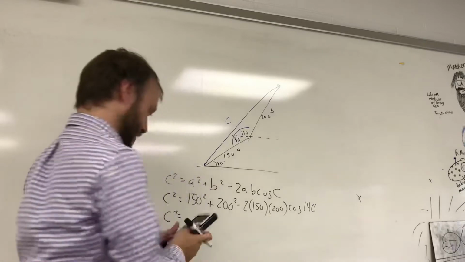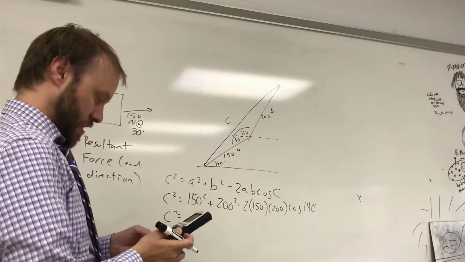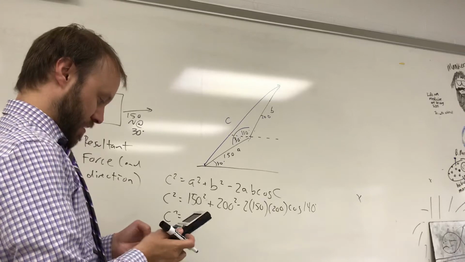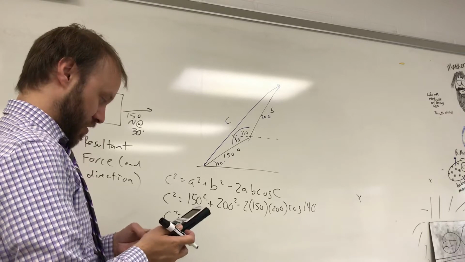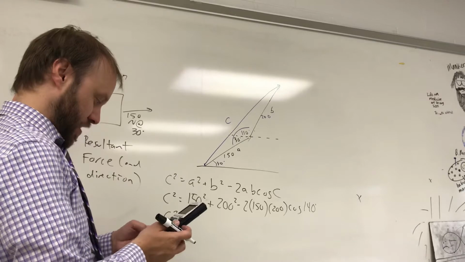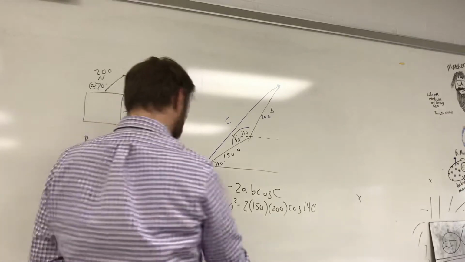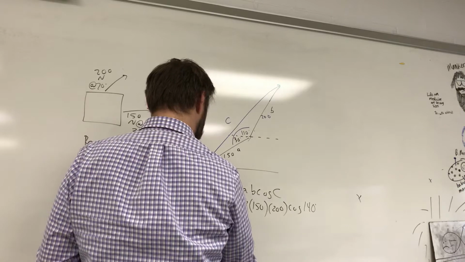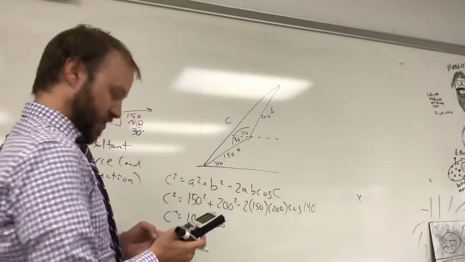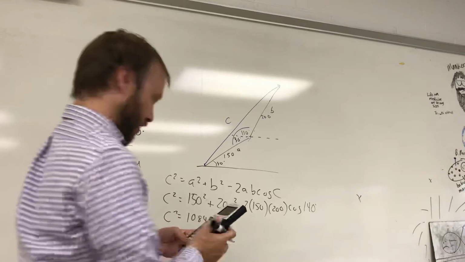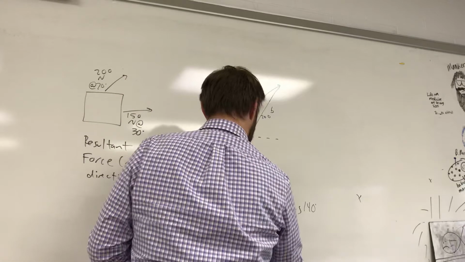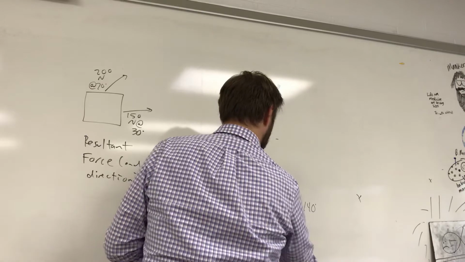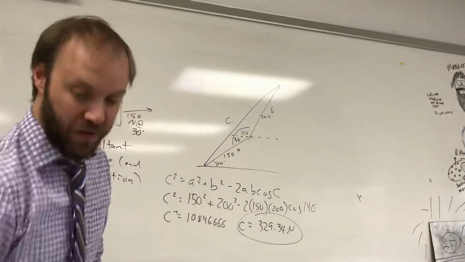C squared is going to be equal to, let's see, 150 squared plus 200 squared minus 2 times 150 times 200 times the cosine of 140. And that's going to be a huge number, 108,462.666. Take the square root of that, and we're going to get about, C is approximately 329.34 newtons, okay?